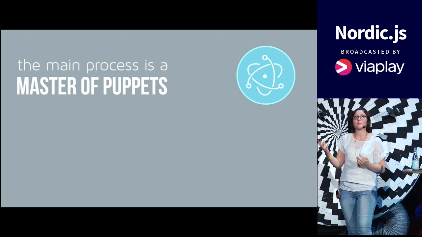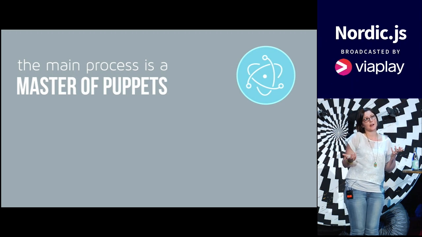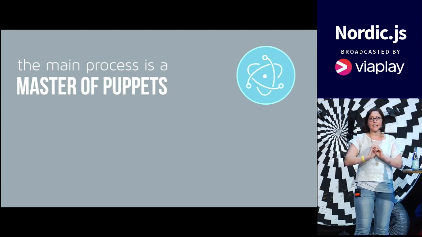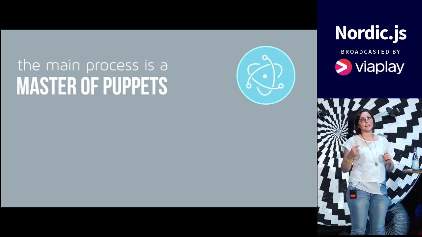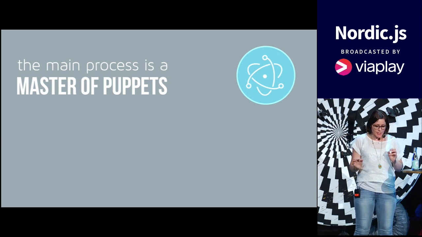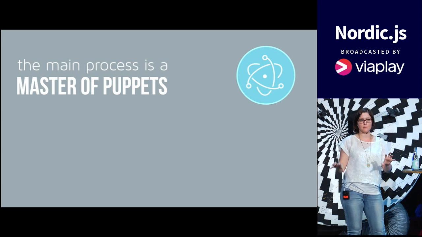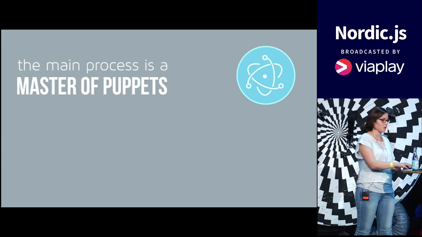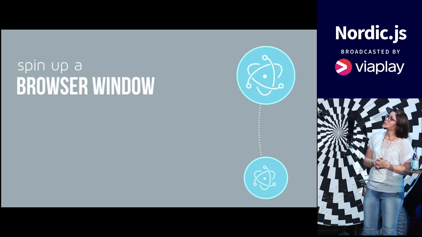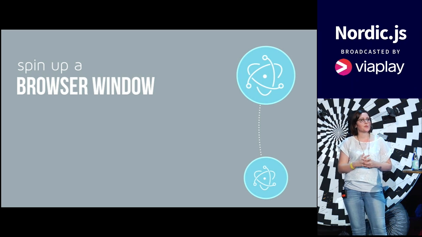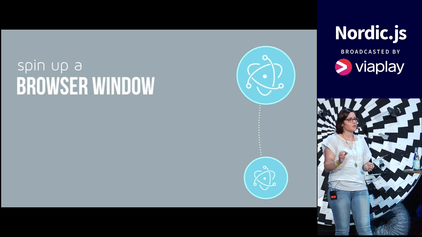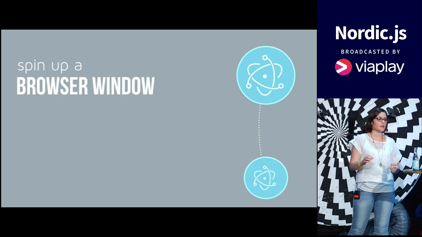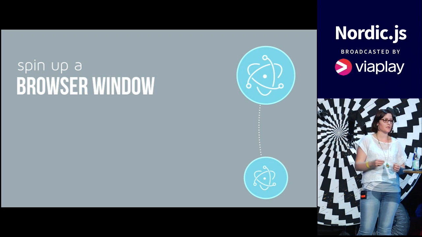So the main process can be thought a little bit like a master of puppets. So it's going to kick off the Electron runtime, and it's going to give you access to all of the Electron APIs. And then it's going to allow you to coordinate all of your custom modules and application code that you're then going to write. But just starting up a main process doesn't actually result in any user interface. So you have to do that yourself. And you do that by spinning up browser windows.